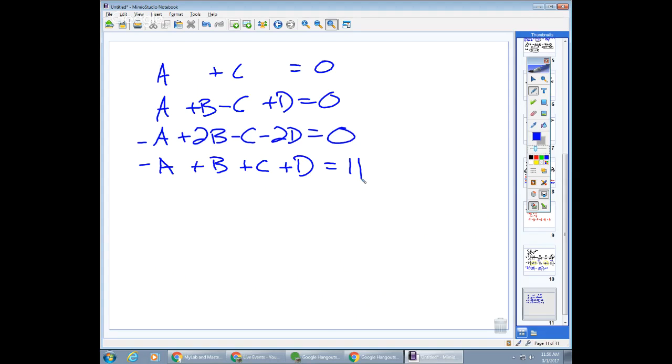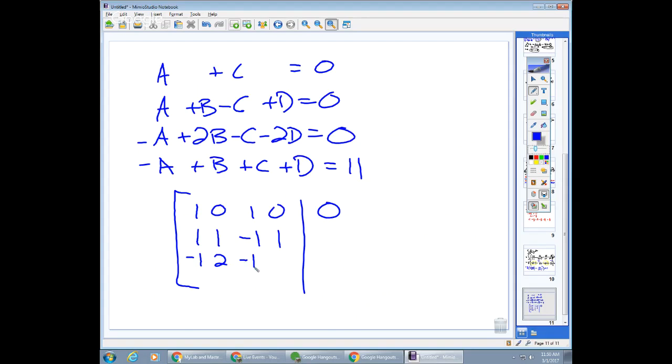And so I could rewrite that as a matrix. You guys remember augmented matrices, where you take the coefficients up there of A, B, C, and D. So that would be 1, 0, 1, 0. And then usually we draw a line there and put a 0 there. This would be 1, 1, negative 1, 1, negative 1, 2, negative 1, negative 2. Oops, I forgot the numbers on the other side. 0, 0, and negative 1, 1, 1, 1, 11.